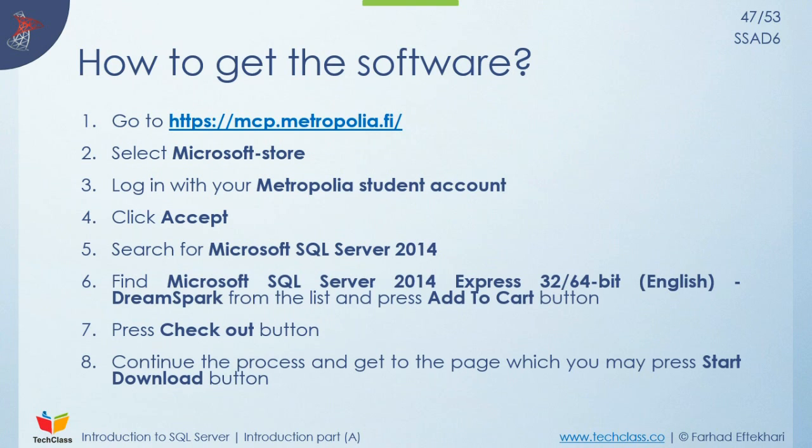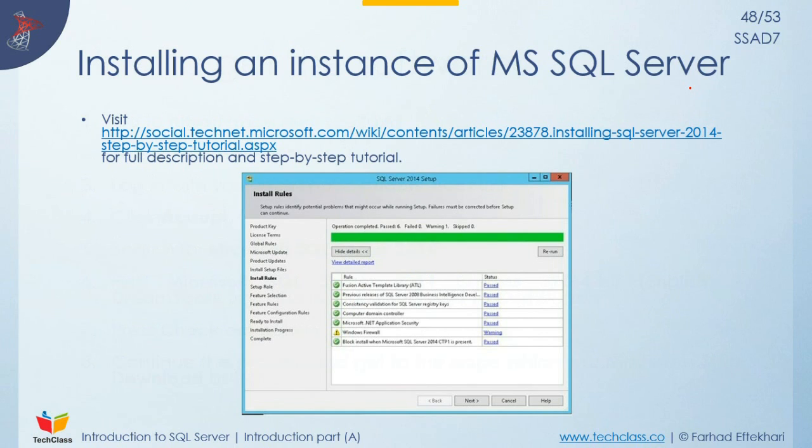To download MS SQL Server, just go to mcp.metropolia.fi and select Microsoft Store, and then log in with your Metropolia account, and then find Microsoft SQL Server 2014, and then the edition you would like to install, which I recommend to be Express Edition, and finally press checkout and then download it and install it. In the next slide we're going to tell you how to install MS SQL Server. To learn how to install an instance of MS SQL Server, visit this link, where there is a full description and tutorial described step by step to help you install an instance of SQL Server.